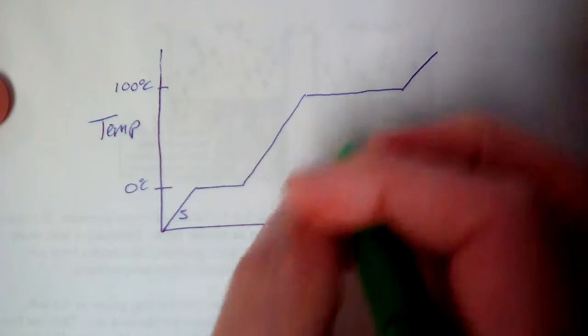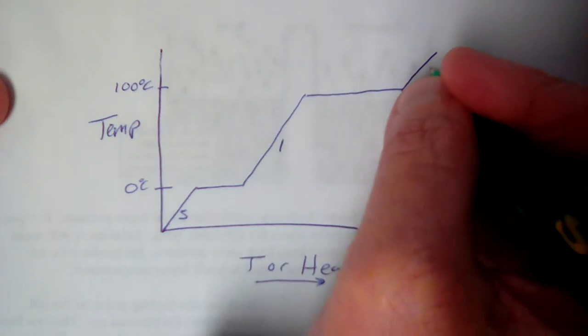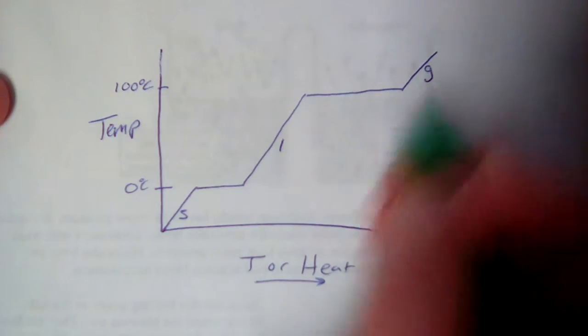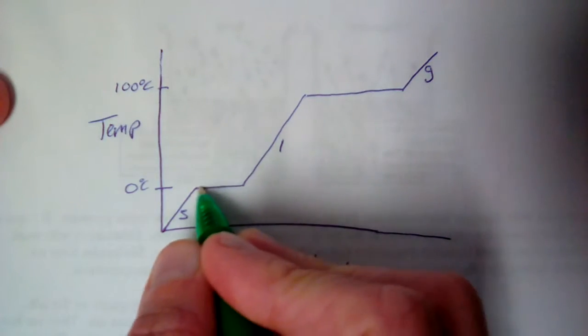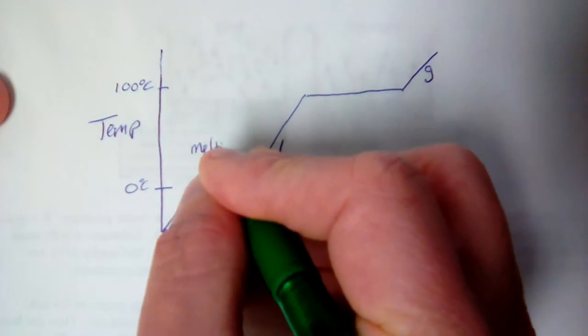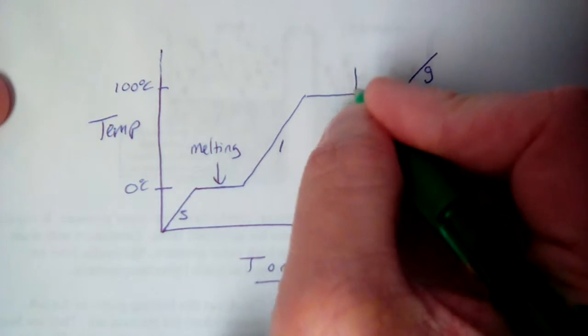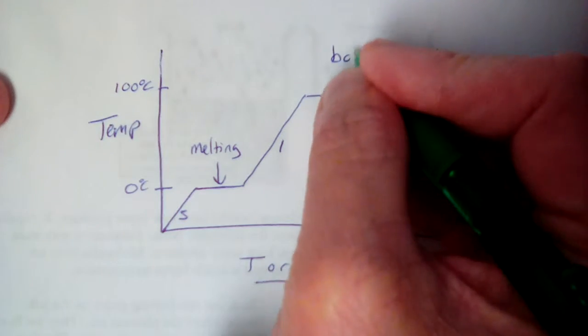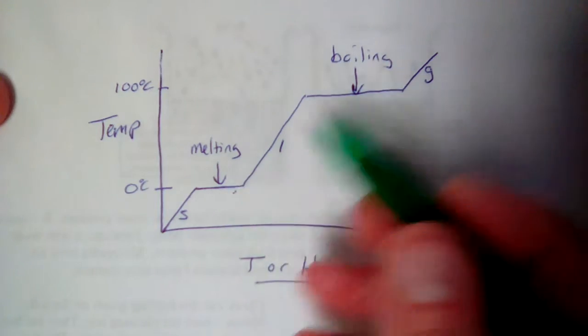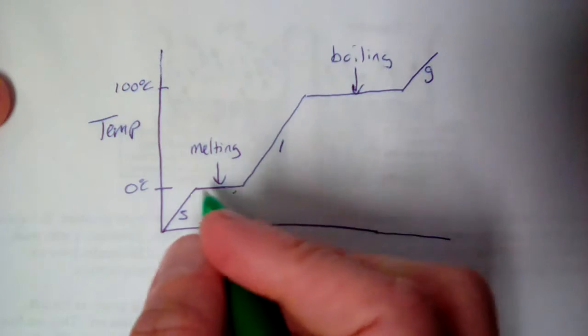This is all solid down here, this is all liquid through here, this is all gas through there. Heating up a solid, heating up a liquid, heating up a gas. Again, this first plateau is where melting is taking place. The second plateau is where boiling happens. And again, while it melts, while it boils, the temperature remains constant.